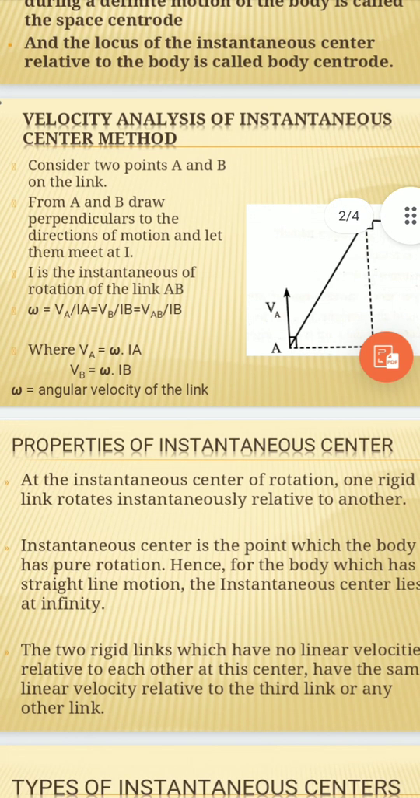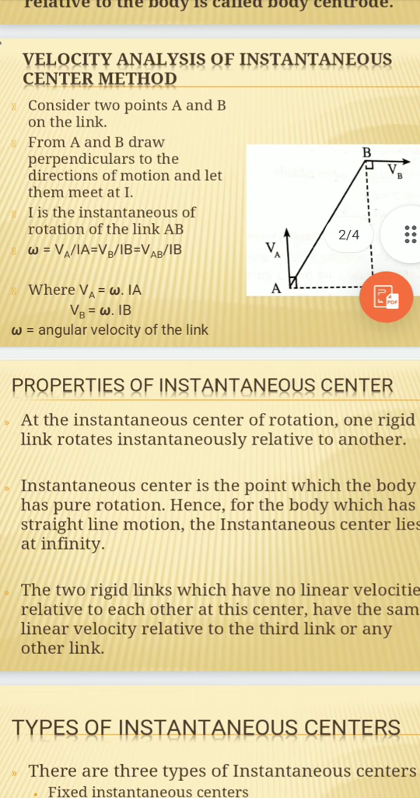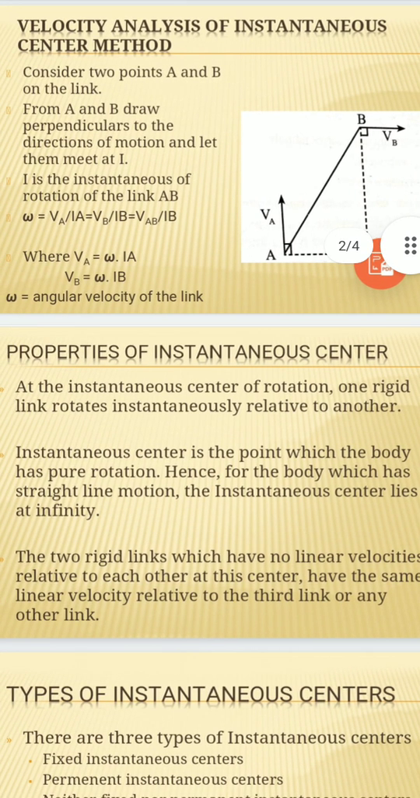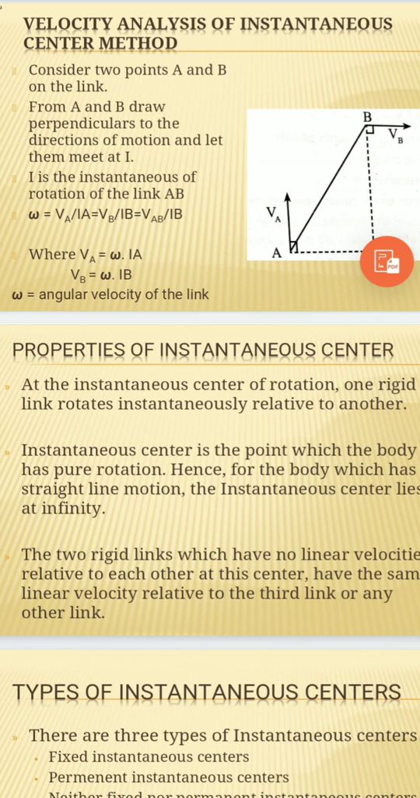Next important thing is, what are the important properties of the instantaneous center? At the instantaneous center of rotation, one rigid link rotates instantaneously relative to the other. The second important property is that the instantaneous center is the point at which the body has pure rotation. This is a very important point. At the instantaneous center, the body is assumed to be having pure rotation.